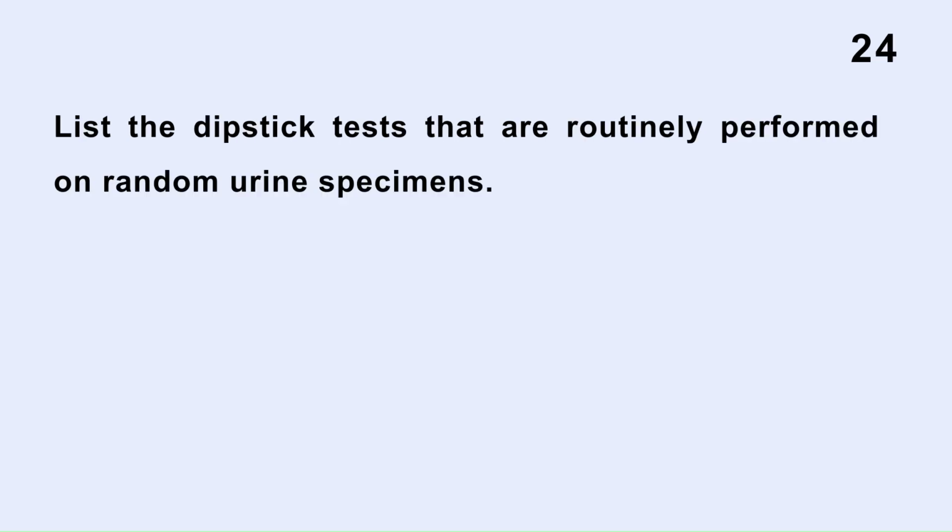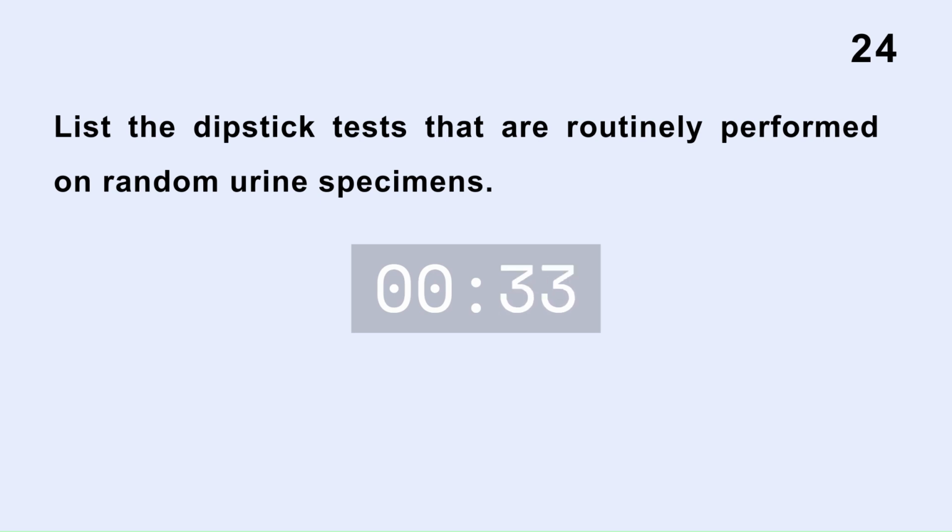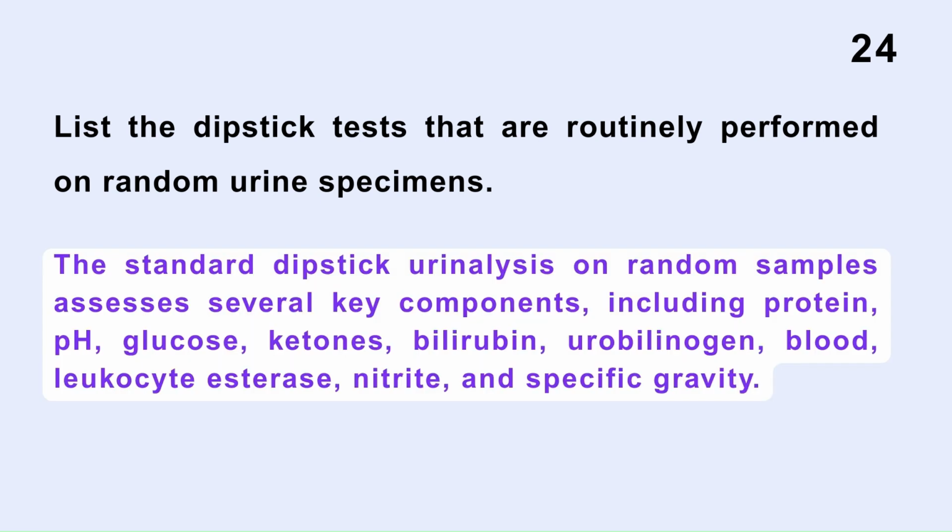List the dipstick tests that are routinely performed on random urine specimens. The standard dipstick urinalysis on random samples assesses several key components, including protein, pH, glucose, ketones, bilirubin, urobilinogen, blood, leukocyte esterase, nitrite, and specific gravity.